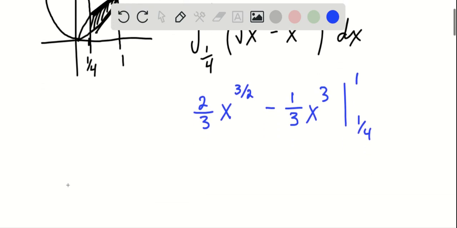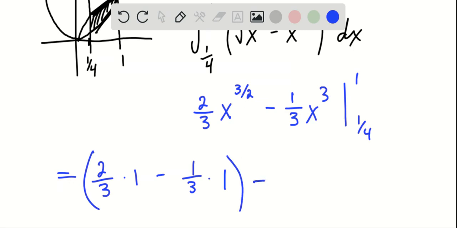So this is where the math gets a little bit more daunting because you have to plug in 1 for each of these exponents. But what's nice is 1 to any exponent is just 1. 1 to the third is still 1. And then you have to subtract off. Now this is where it gets a little bit more complicated.